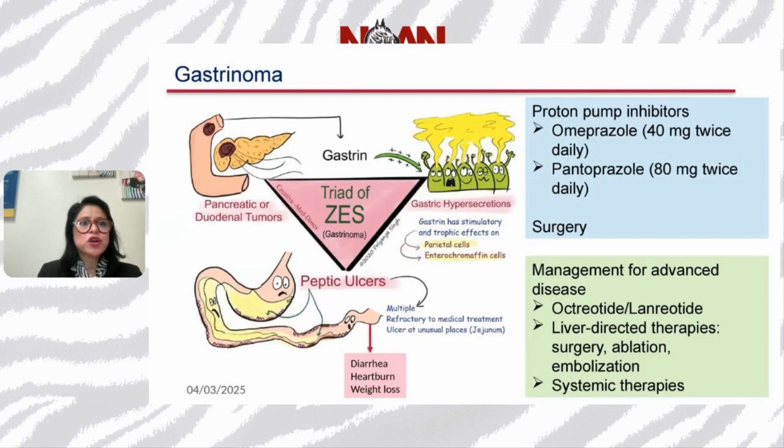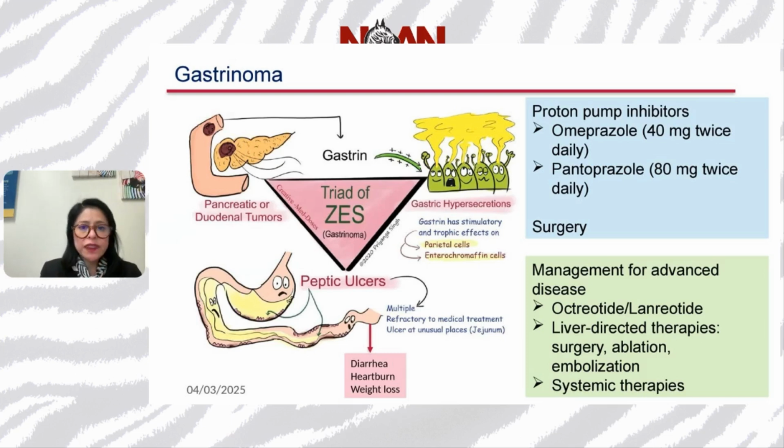Gastrinomas. We discussed that gastrinomas are neuroendocrine tumors that cause an excess of acid in the stomach. They can be in the pancreas, but they can also be in the small intestine. This excess of gastrin stimulates cells in the stomach that are responsible for producing increased acid. Because of that, these patients may develop ulcers or peptic ulcers, but sometimes they can cause more symptoms such as diarrhea, heartburn, as well as weight loss.